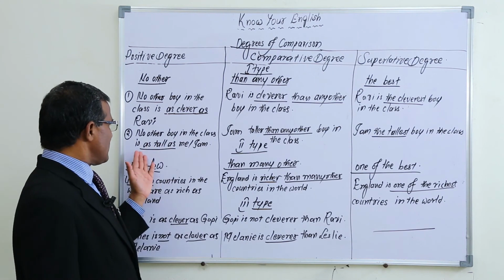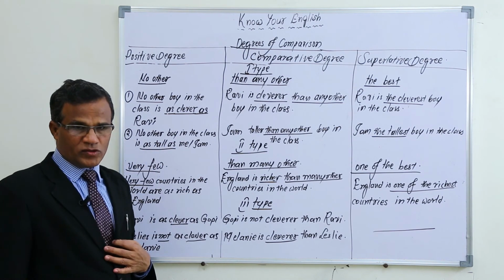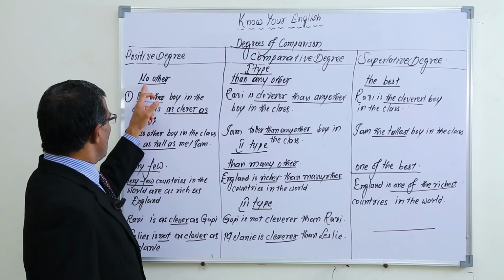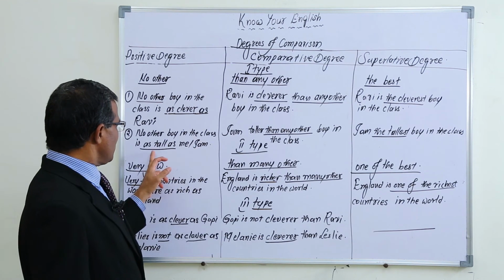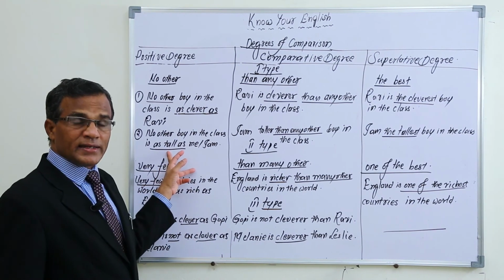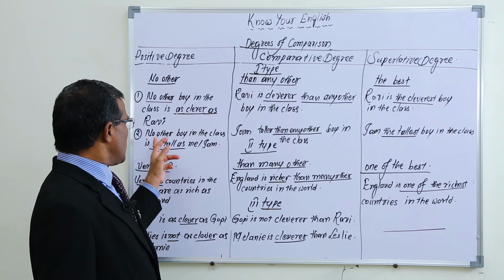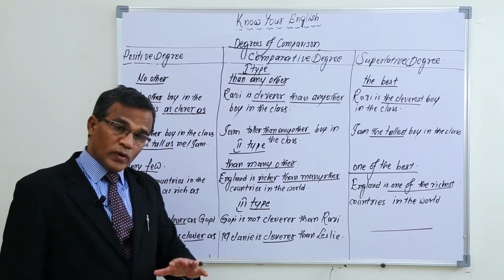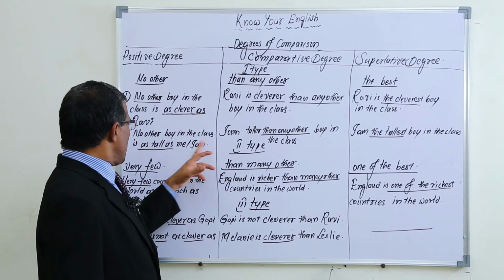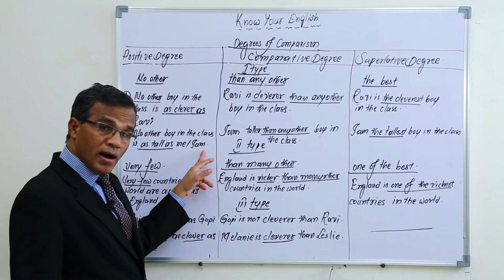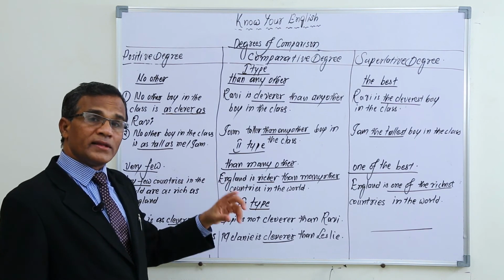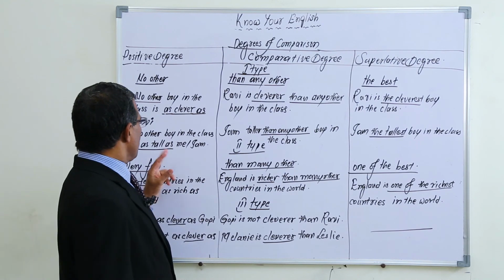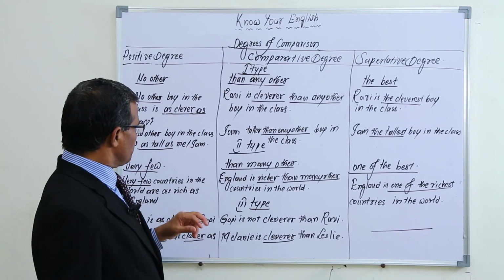No other boy in the class is as tall as me. If I compare myself with other students in the class, I can say it in this way: no other boy in the class is as tall. So I am taking the adjective tall here. No other boy in the class is as tall as me, I can say. If you want to say not me, no other boy in the class is as tall as I am. You can use either me or I am, but not both.